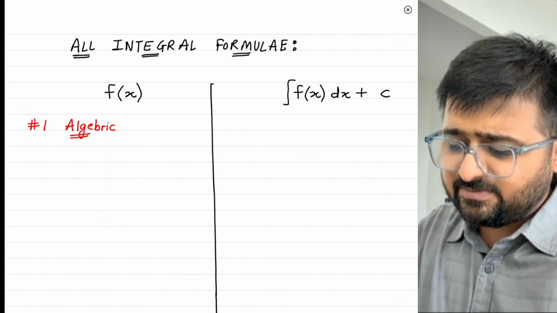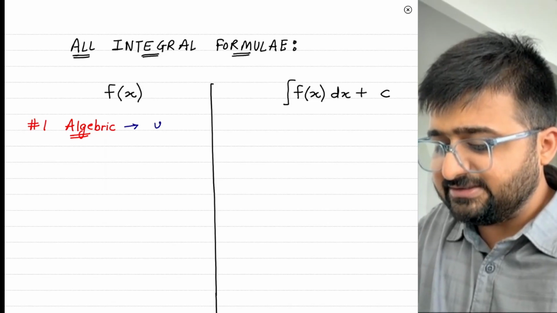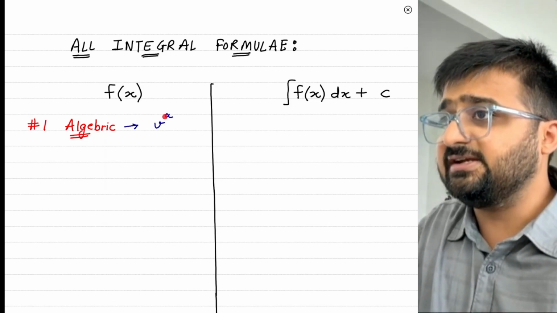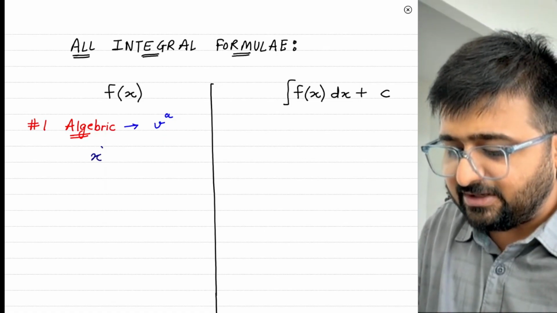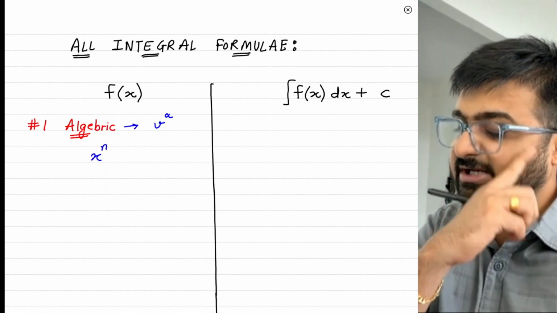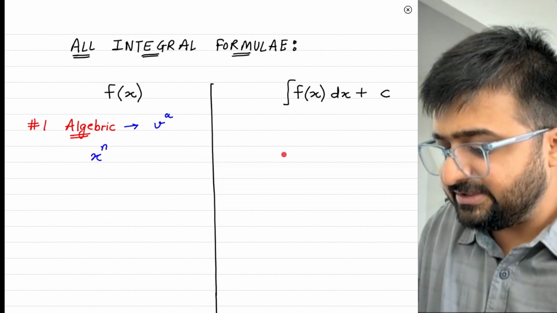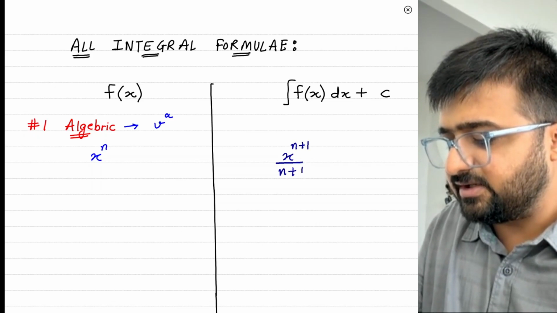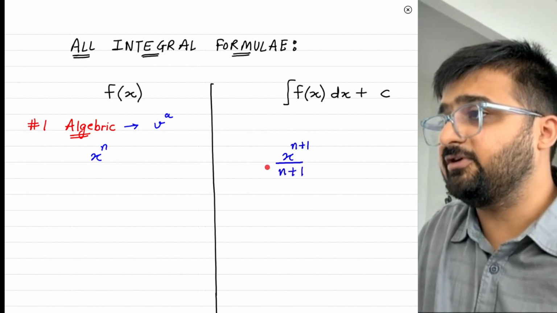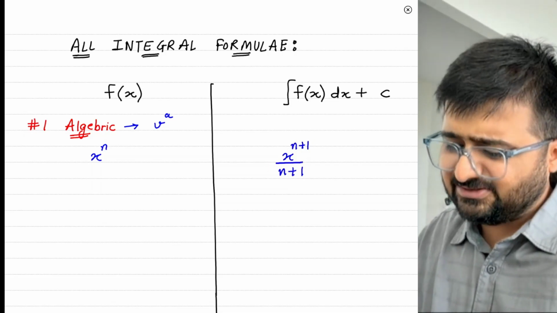So when I say algebraic, it's nothing but whenever there is a variable to the power constant, such a pattern is called algebraic. So for example, x to the power n is an algebraic function, and the integral of x to the power n is x to the power n plus 1 divided by n plus 1. Okay, so you increase that power by 1 and you divide by the same power. Let's look at a few examples.